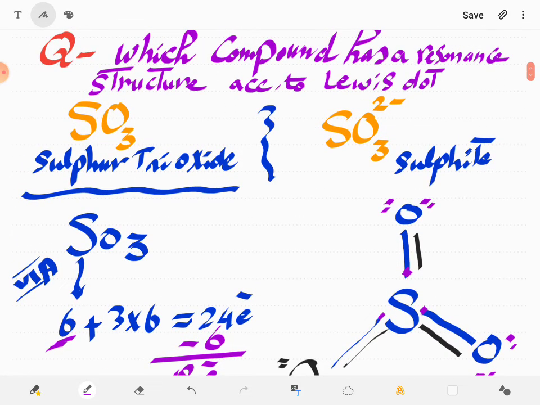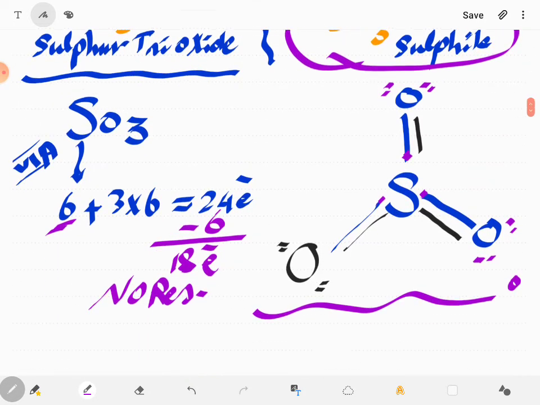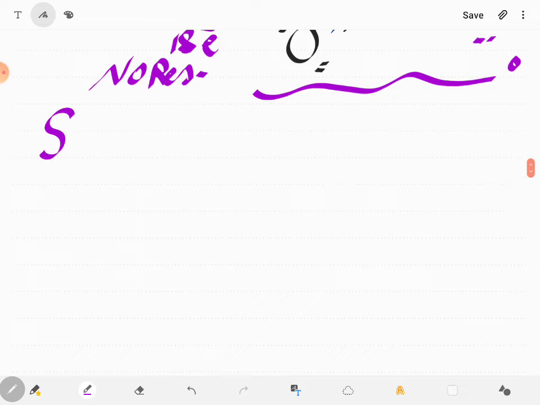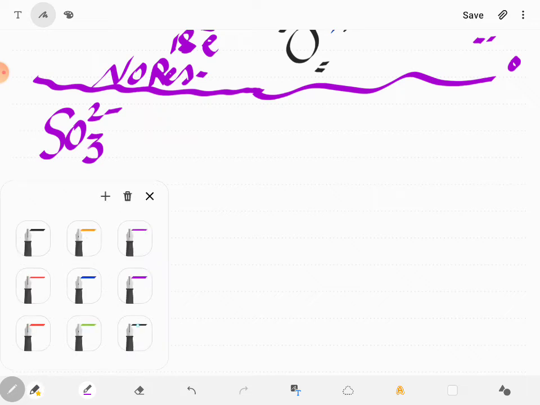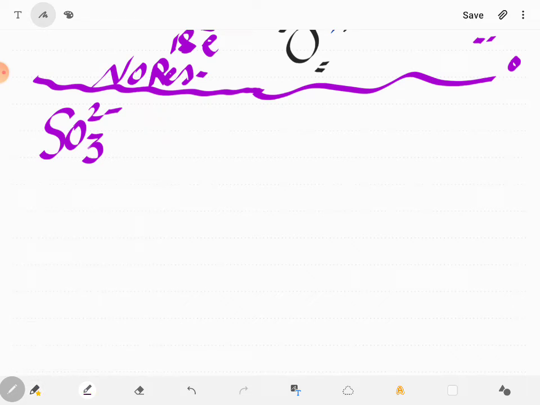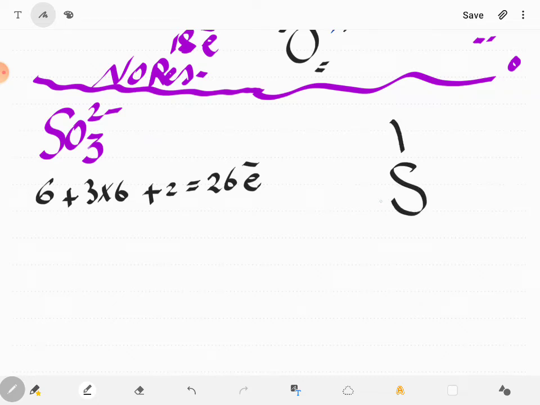The answer, meaning sulfite has resonance, but let's see. SO3 2 minus. I'll answer quickly. Sulfite is also the same. 6 plus 3 times 6, plus 2 electrons. So 6 times 3 is 18, 24, 26 electrons. Sulfur is the center with O, O, O.